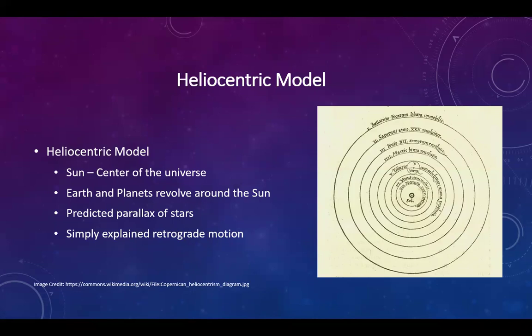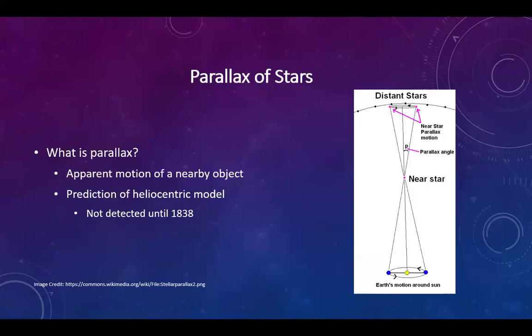Like if you hold your finger out and close one eye and switch to the other, it looks like your finger moves. That's parallax. The heliocentric model predicts parallax of stars, which hadn't been seen. So that was a problem with it. But it did simply explain retrograde motion, and however was not able to eliminate epicycles fully.